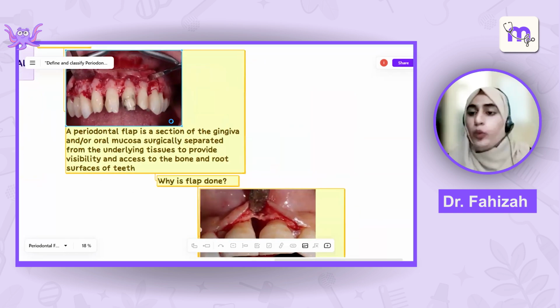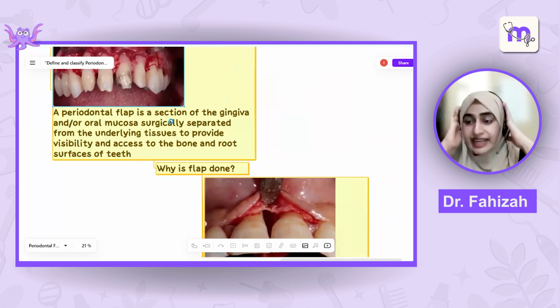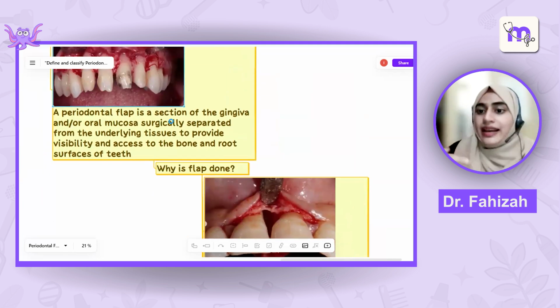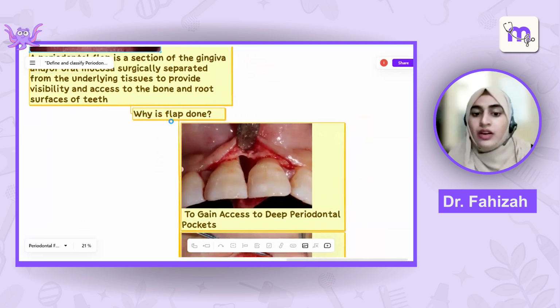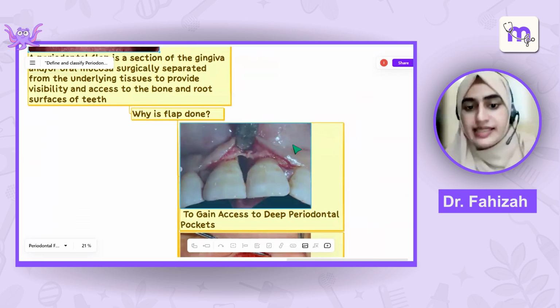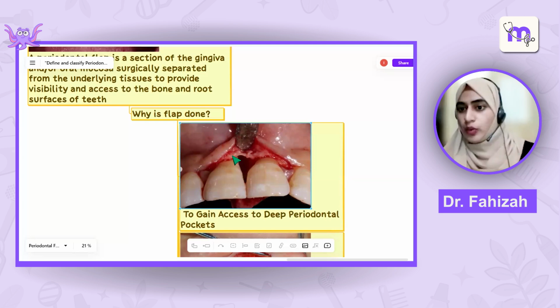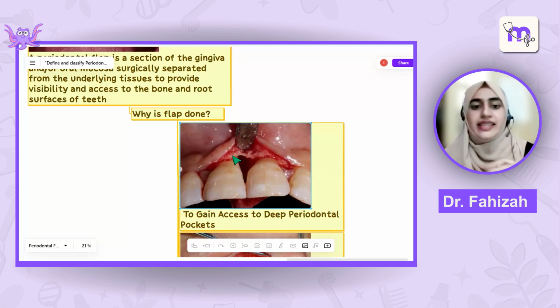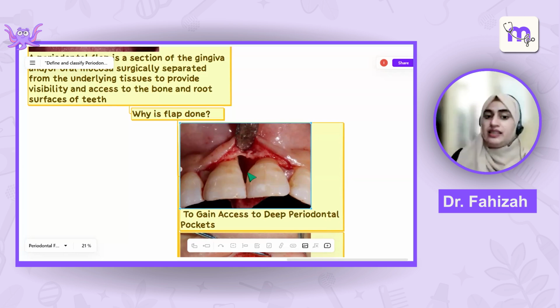So let's see why this flap is done. We know accessibility is there, but why exactly? What is there inside the flap that needs so much opening? First of all, to gain access to the periodontal pockets. In this case, if this was closed, it looked like a beautiful case, as if the patient had no pain, nothing. But when we open the flap, can you see such a deep pocket over there? It's a 9 mm pocket, which is seen in this case.